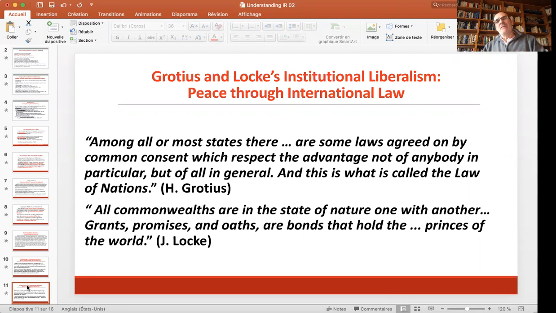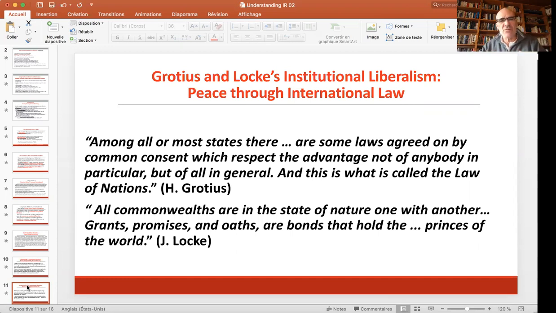And they then transfer their analysis of the state of nature among men to the state of anarchy. Remember what we saw last week in our introduction. They transfer the analysis of the state of nature among men to the state of nature among nation states. That is to say, they think that most of the time, nation states live in peace with one another. Thanks to what? Thanks to different rules, thanks to different principles that they do establish themselves and that they respect.